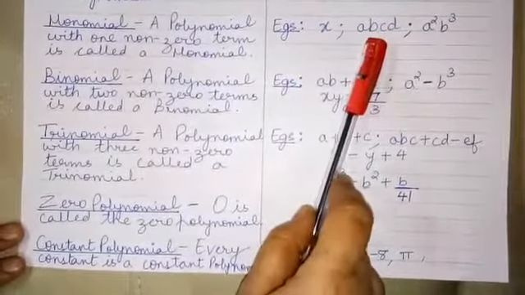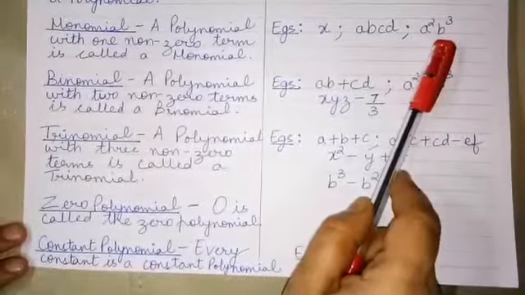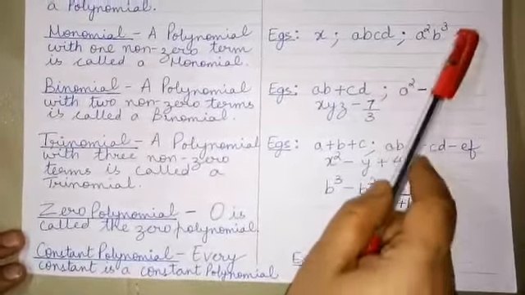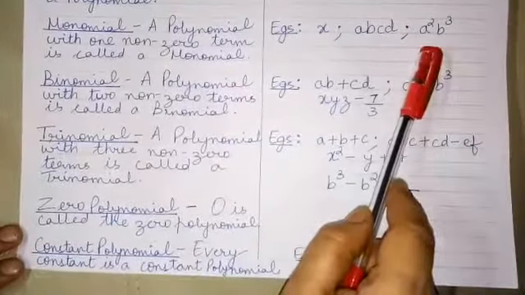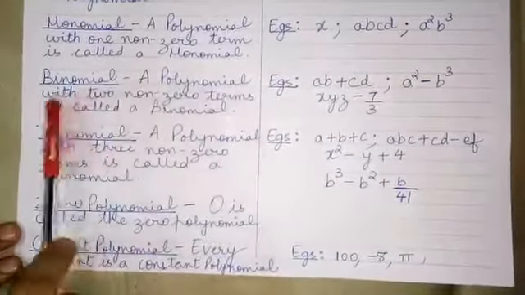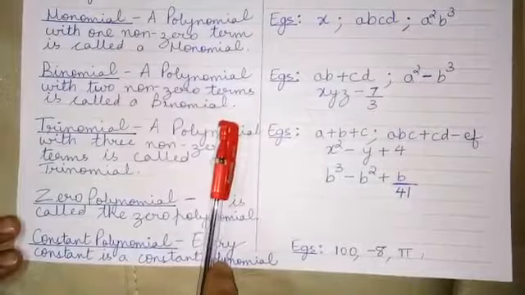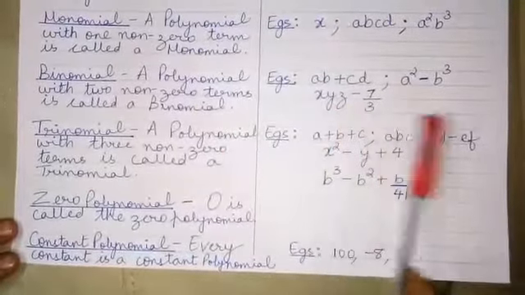ABCD is also a monomial. You can see only one term. A square B cube is a monomial because there is only one term. What is a binomial? A polynomial with two non-zero terms is called a binomial. See some examples of binomials here.